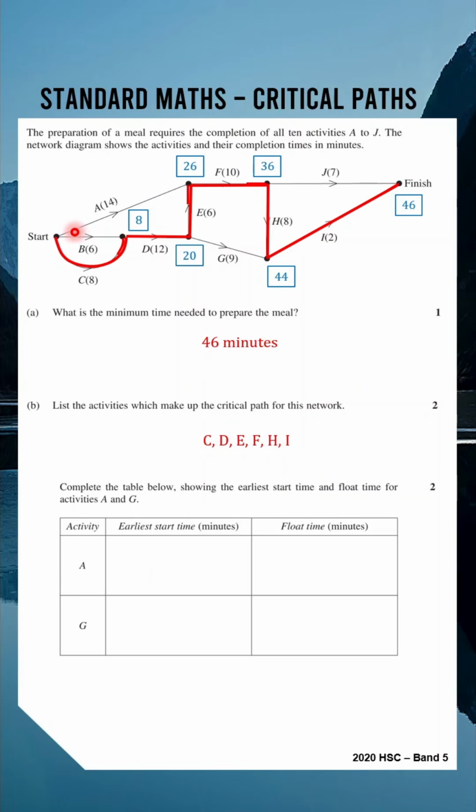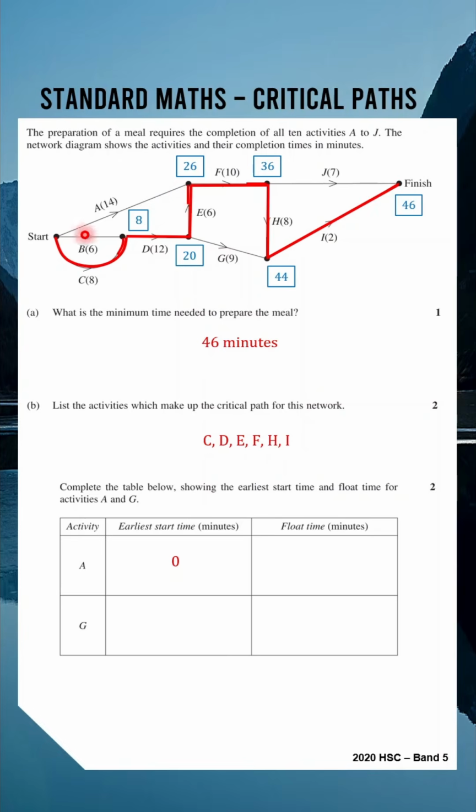Starting off with activity A, as we can see, A is coming off the start vertex, which means that the earliest time we could start A is right away, which is 0 minutes. As for our float time, let's compare the length of A to the length of the critical path around A, as we can see in red.